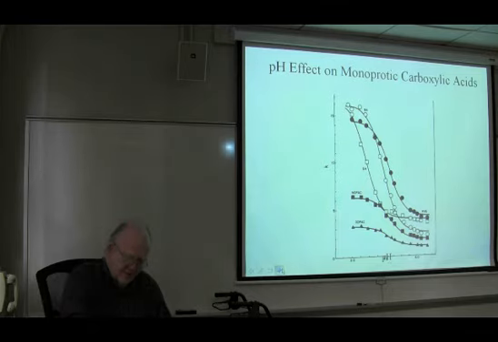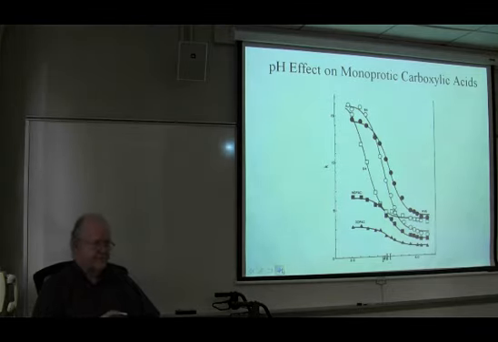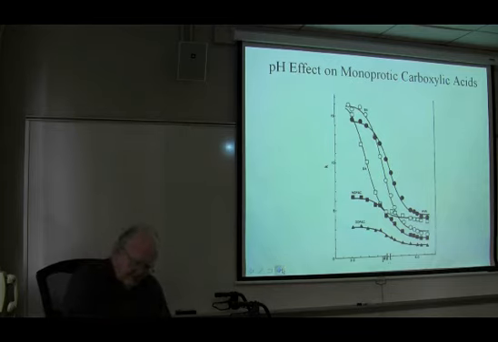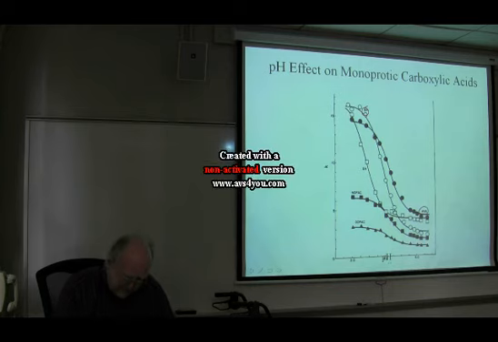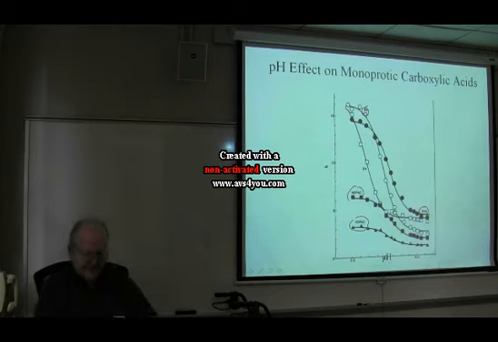Here's a bunch of monoprotic carboxylic acids. This is from a wonderful paper by Csaba Horváth some 20 plus years ago. I don't remember what all of these acids are, but I know that one's benzoic acid and this one's homovanillic acid, and these are related to neurotransmitting compounds like DOPA.